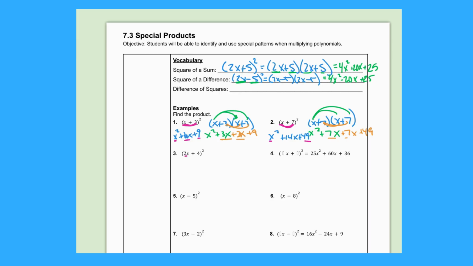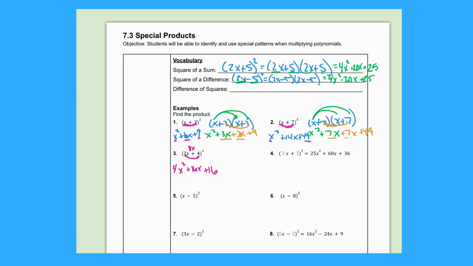So let's do the shortcut on this one. 2x times 2x is 4x squared. 4 times 4 is positive 16. And then to get the middle number, we multiply these two together. 2x times 4, that's 8x. Double that, so times that by 2 is going to be 16x.